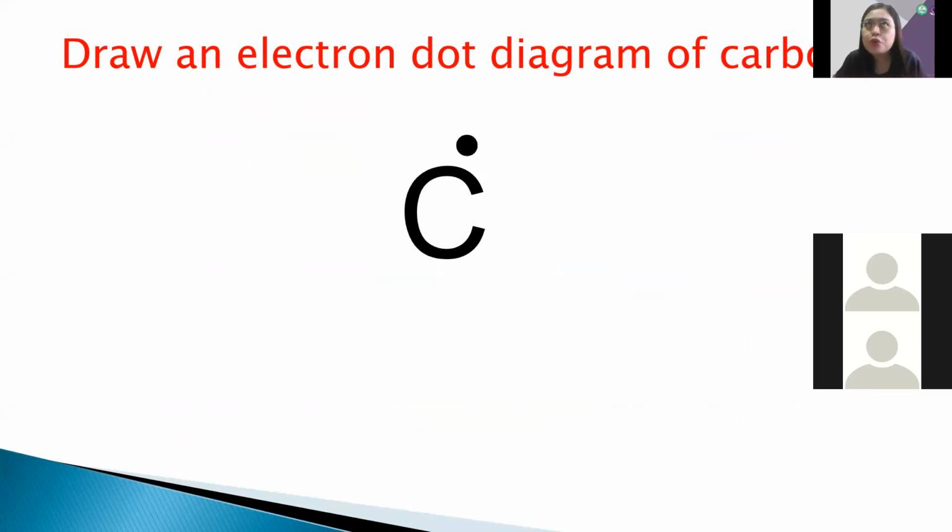Now, carbon belongs to group 4 in the periodic table, which means that it has 4 valence electrons. So I hope you can still remember what valence electrons are. Valence electrons are the electrons found in the outermost shell. We have orbitals or shells for our atoms, and the last shell there is called the outermost shell, and the electrons found there are called the valence electrons. So carbon has 4 valence electrons. Okay?